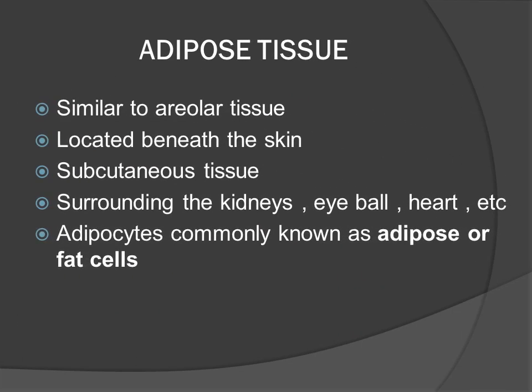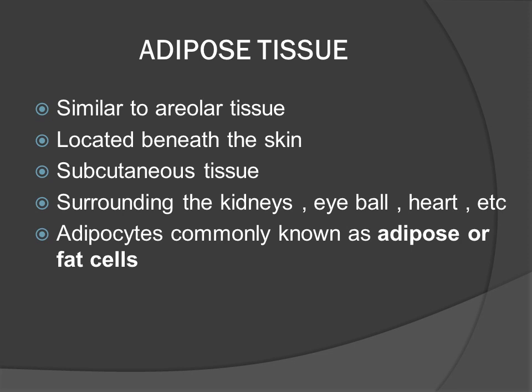The next one is adipose tissue. Adipose tissue means it is similar to the areolar tissue. What do you mean areolar tissue? Of course, this is also present beneath the skin, and this also consists of almost the same substances. Okay, so that's why they said it is similar to areolar tissue. Then the next point, it is located beneath the skin like this areolar tissue.